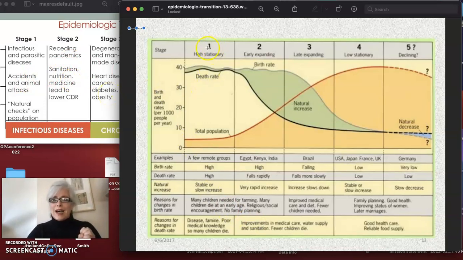Okay, so in stage one, right here, stage one is called the high stationary phase, because you have a total population relatively stationary, even though you have a lot of births and a lot of deaths. It's really, really close together. So the crude birth rate and the crude death rate are relatively equal to each other, and therefore the population stays low and it stays consistent over time. You can see at the end of this stage, population starts to increase, and it's predominantly about subsistence strategies and the way people do work.